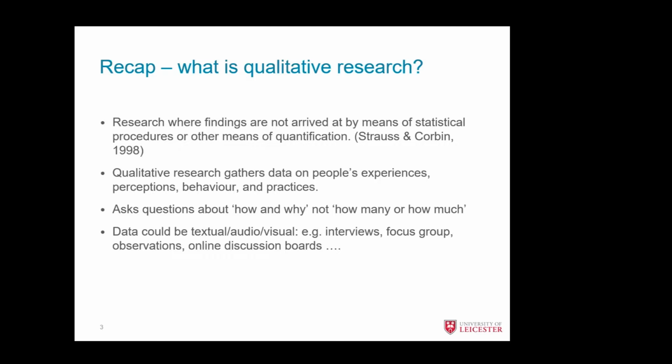So if you are here, presumably you know what we're talking about when we talk about qualitative research, but just to make sure we're on the same page, when we're thinking about qualitative data, we're thinking about non-numerical data. This is quite a helpful definition. We can think about qualitative data as being any findings that are not arrived at by means of statistical procedures or other means of quantification. So we're looking at data that might come from interviews, from focus groups, maybe from observations of practice. We might be looking at free text data from surveys, online discussion boards, and so on.